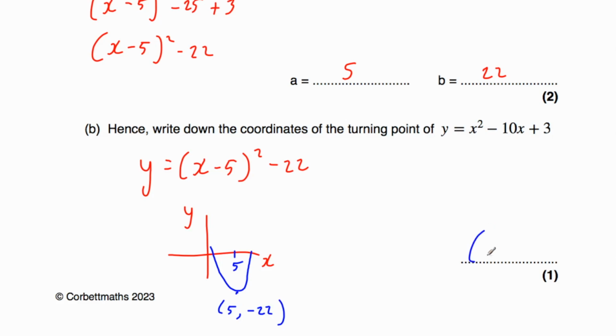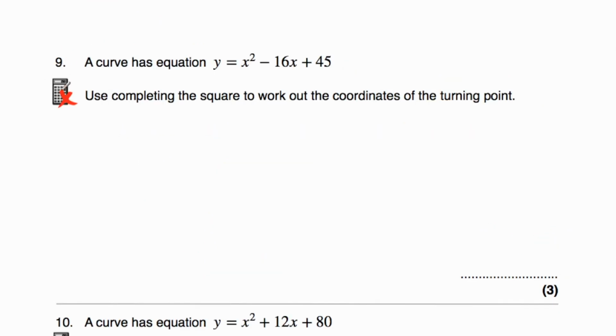So the coordinates of the turning point would be 5, minus 22, and that's it. So question number 9. Question number 9 says, a curve has equation y equals x squared minus 16x plus 45, and we're to use completing the square to work out the coordinates of the turning point. So let's do completing the square on this.